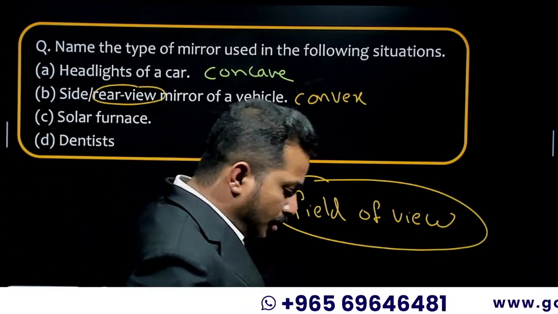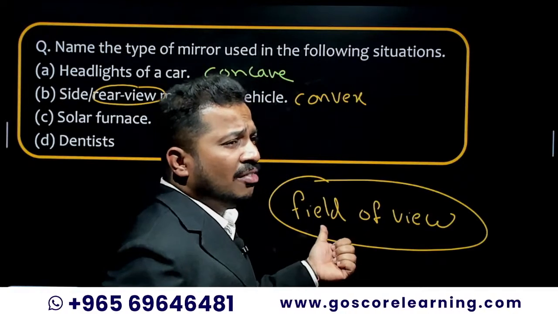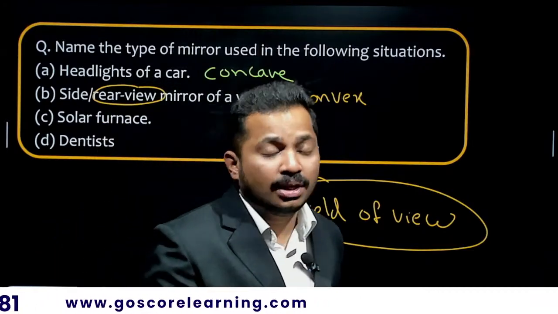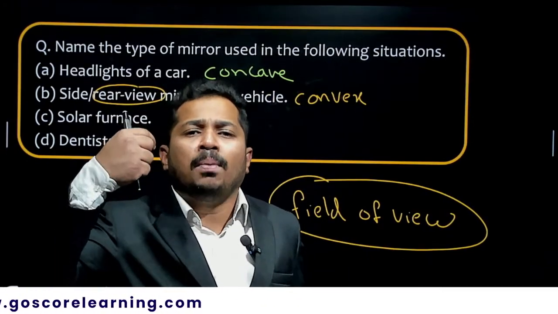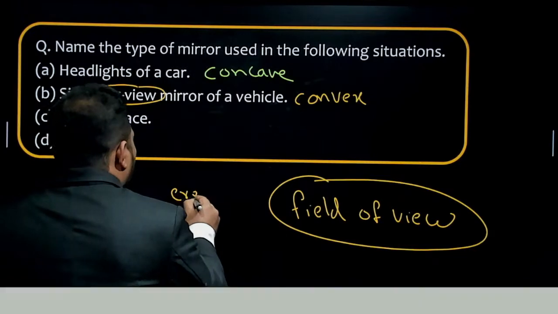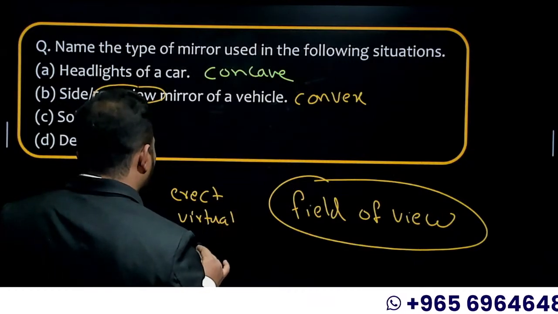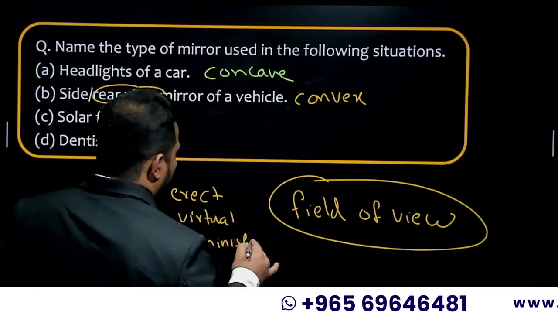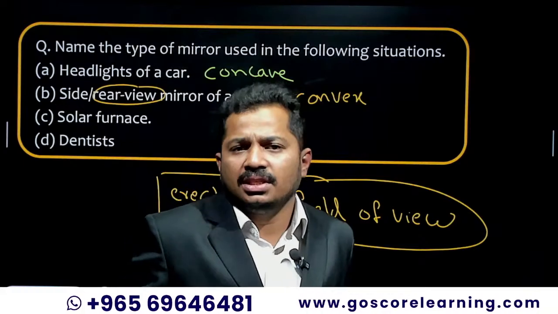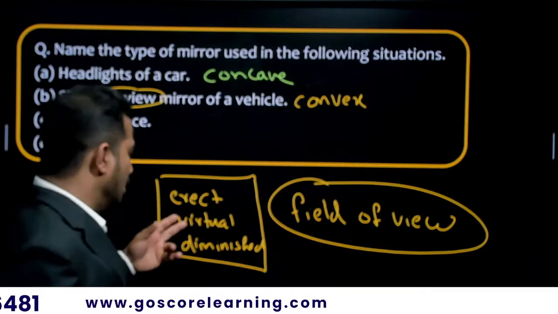And if this is a question asked for 1 mark or 2 marks, you cannot precisely write just this one, field of view is more for convex mirror. That is not enough. You should write 2 more points. The first point you can write is, irrespective of the position of the object, convex mirror always gives erect, virtual and diminished image. It doesn't matter where you are placing the object, using a convex mirror you always get an erect, virtual image.